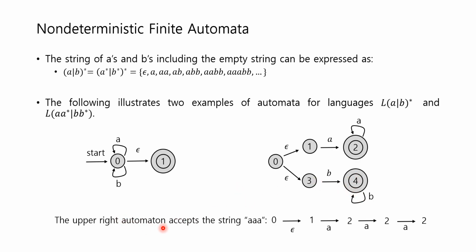So the upper right automaton accepts the string AAA through the states: 0, following the edge epsilon to 1, and following label A to 2, and A again to 2, and A again to 2. So this epsilon is going to be concatenated and we will end up with the string AAA.